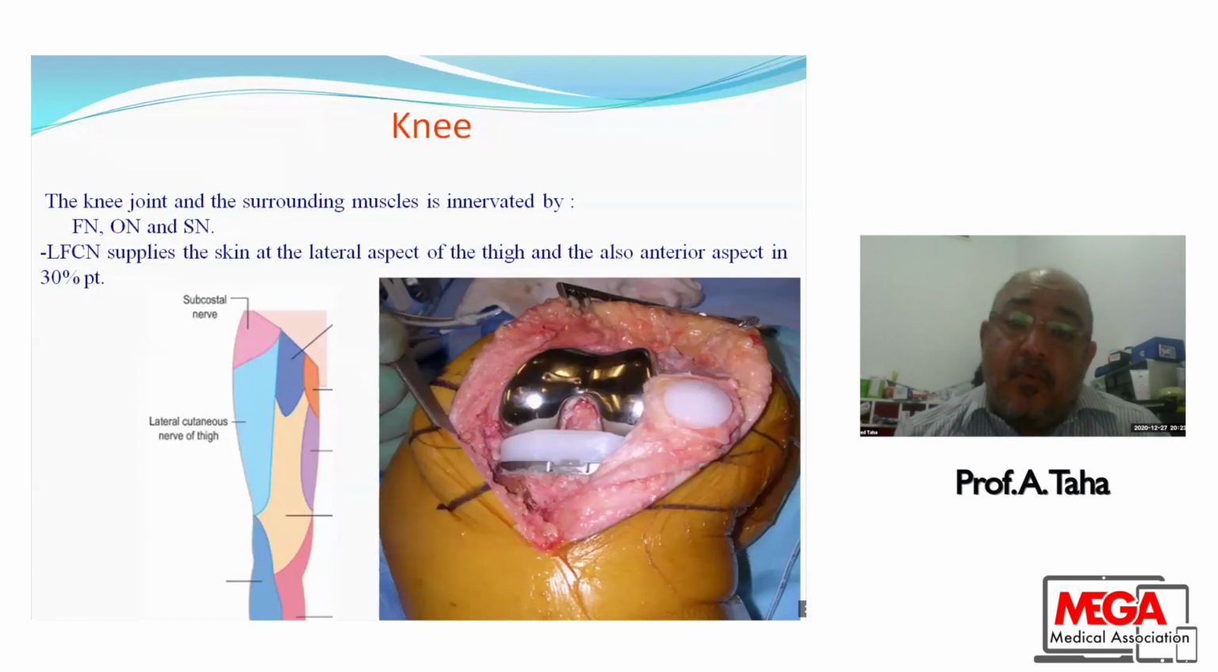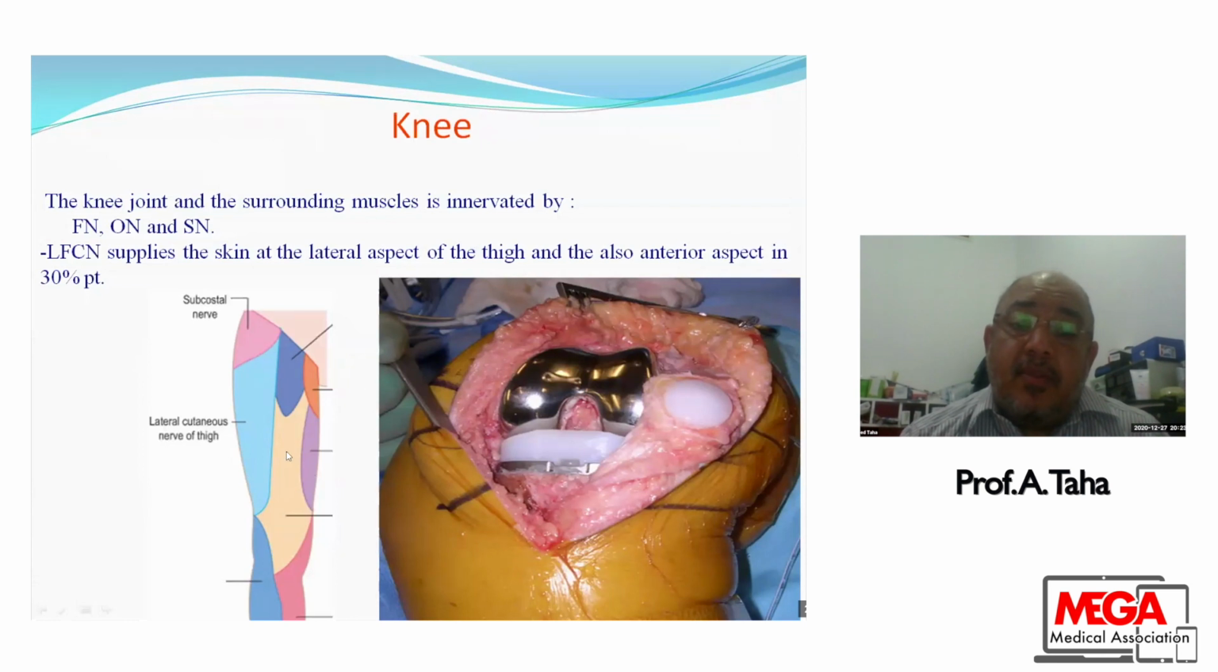Next, we'll go to the knee, then we'll go back to the thigh. We'll talk first about innervation. The knee is supplied by three nerves, femoral, sciatic, and obturator, and the lateral skin aspect is supplied by the lateral femoral cutaneous nerve.